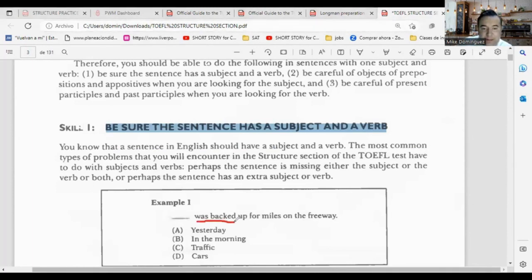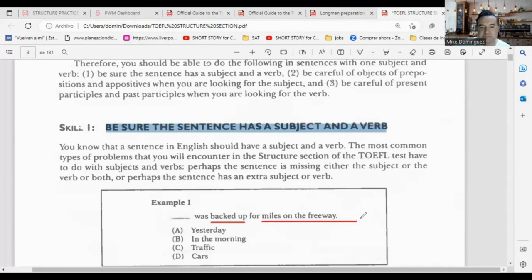Was back up. Back up is a phrasal verb. I have already set up a task for you on the Memrise application. I have put in lots of phrasal verbs, 1,000 phrasal verbs. So make sure that you're practicing your phrasal verbs. They're very important. Okay, was back up for miles on the freeway.